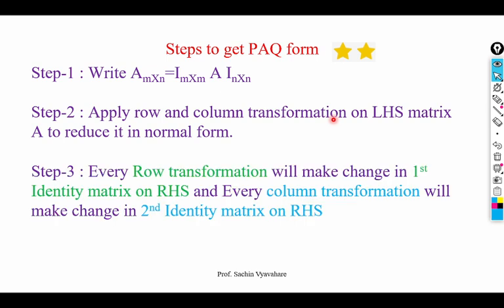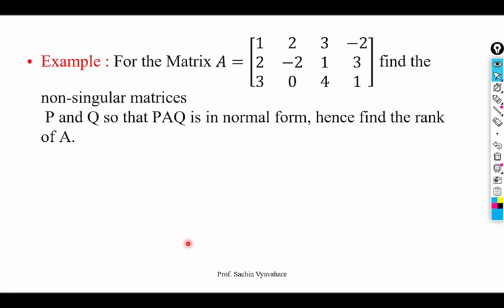These are the same steps I said. Apply row and column transformations on the LHS so that the matrix A becomes normal. Every row transformation will make a change in the first matrix only, and every column transformation will make a change in the last matrix only. Another important thing, remember, these matrices P and Q are not unique. Different people can use different transformations, and because of that the matrices P and Q are not unique. But remember, they are always non-singular matrices. That is the only property of P and Q. So we'll do one example, then it becomes more clear.